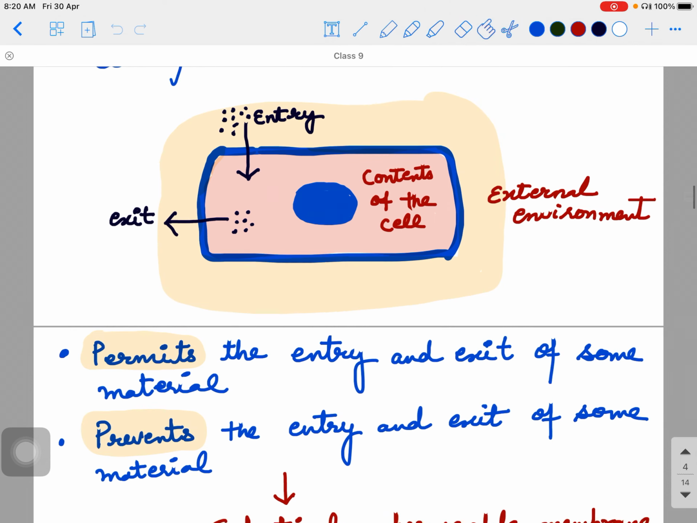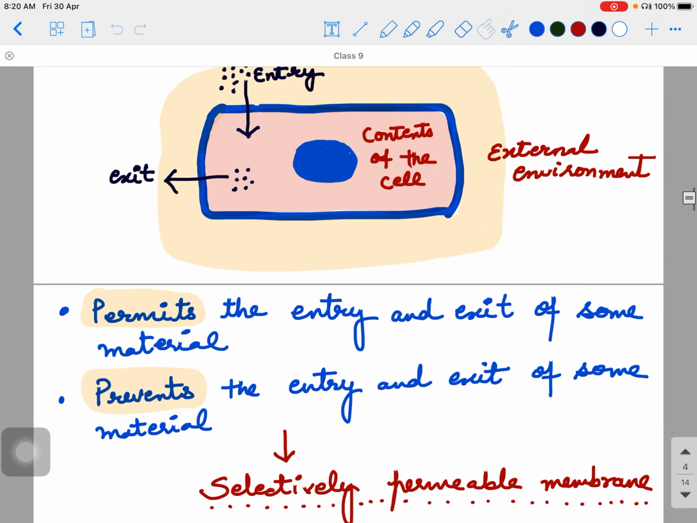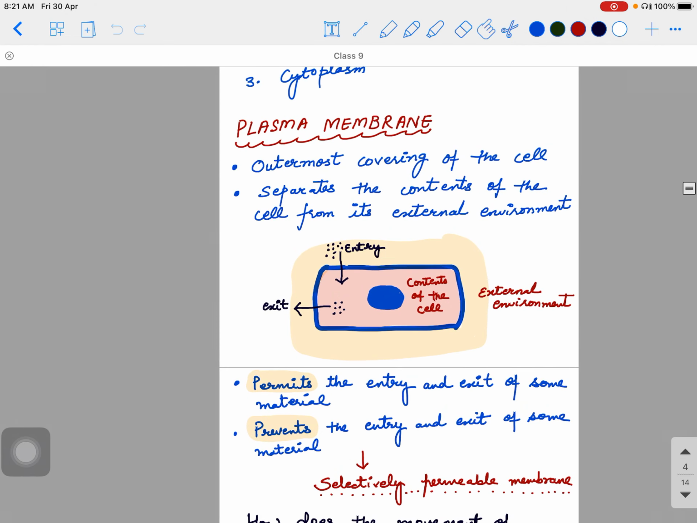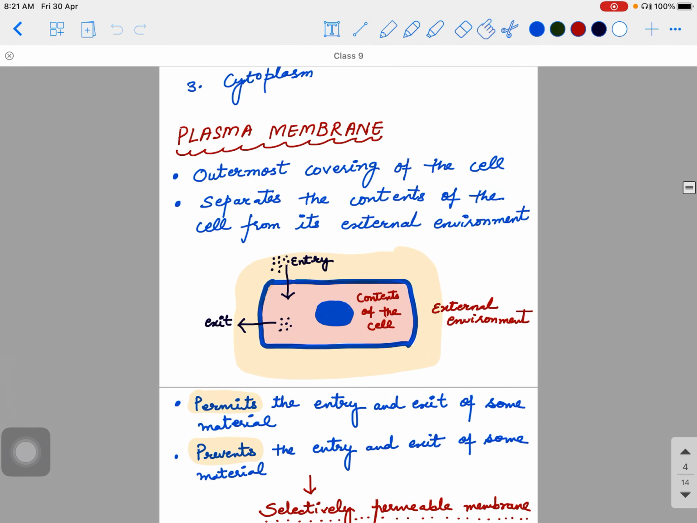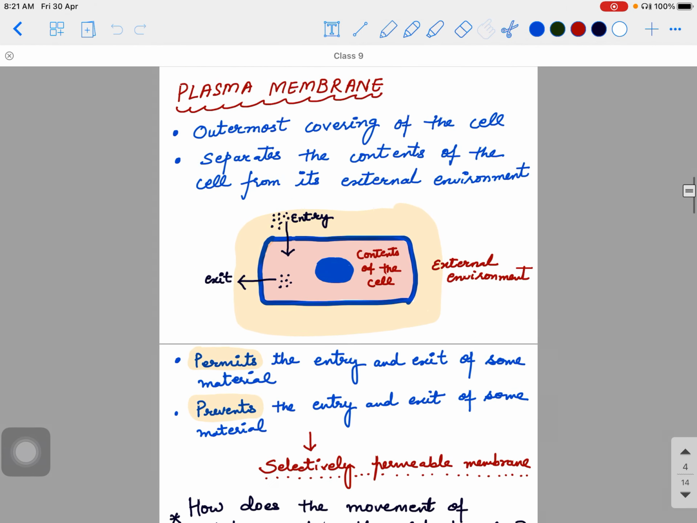Because the plasma membrane is selecting what will enter inside the cell, what will not enter, or what will exit the cell, what will not exit the cell, because of this, it is called selectively permeable membrane, because it is selecting what will enter or exit the cell. So such membrane is called selectively permeable membrane. These are the points we have discussed about plasma membrane.